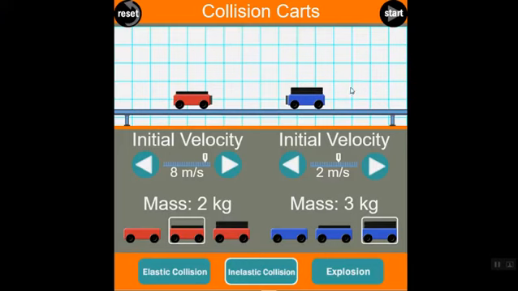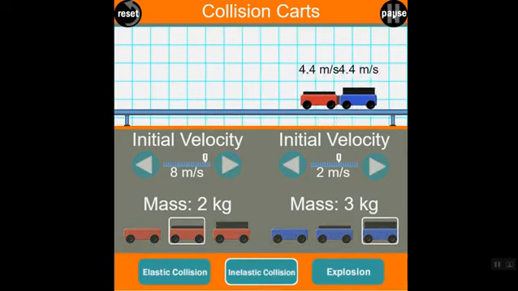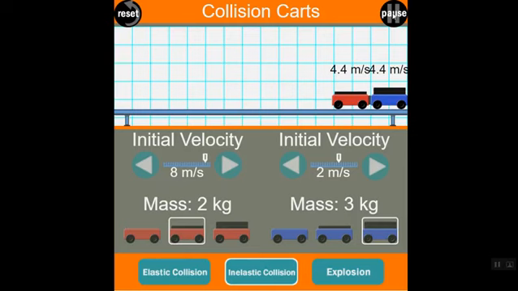So let's go and see whether the final velocity of the two is 4.4 meters per second. So if we press start here, we see they travel at 4.4 meters per second. So we have successfully predicted the final velocity.